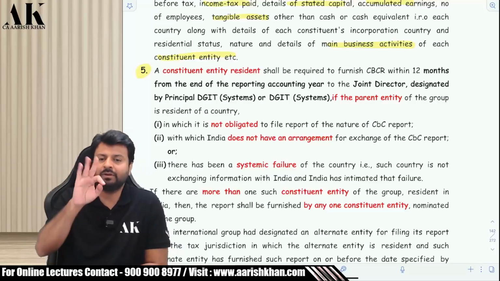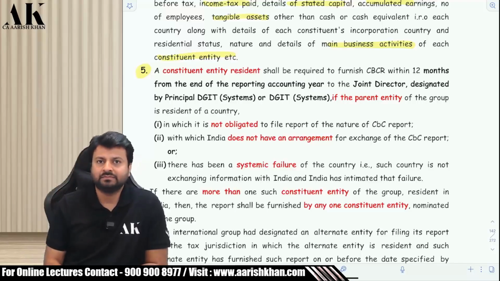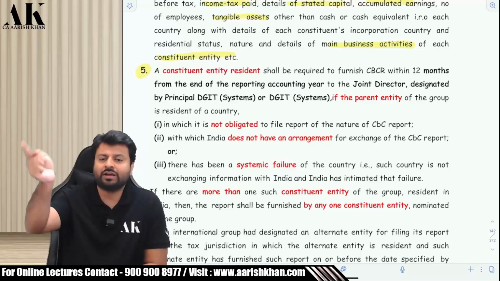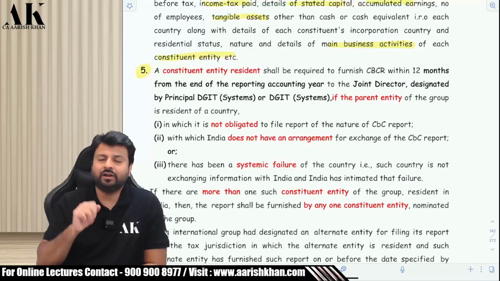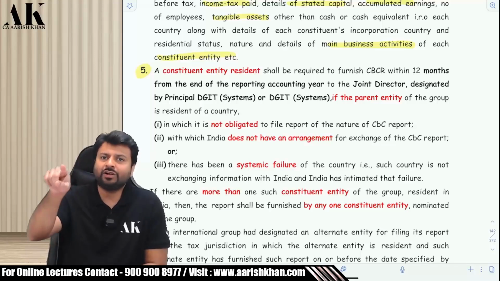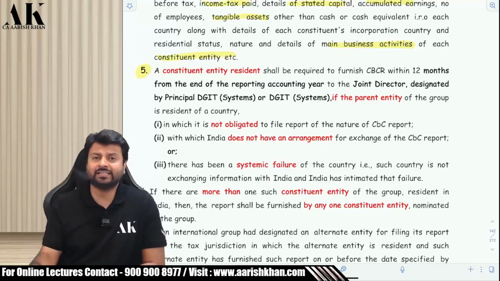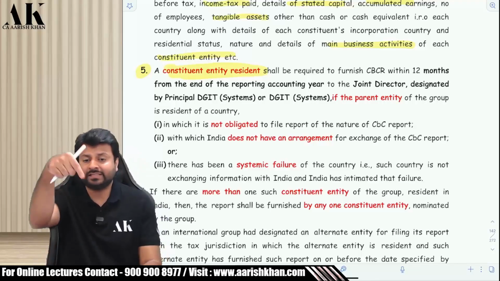But there are 3 problems now. First, in Japan, there is no concept of CBCR. Second, in Japan, there is a concept of CBCR, but India does not have an agreement with Japan to exchange the information. Third, in Japan, there is a concept of CBCR and India has an agreement with Japan, but Japan does not share the information with us properly. They have a systemic failure in sharing the information. In all the 3 cases, the Indian government says that the Indian entity, Sony India, will file CBCR.